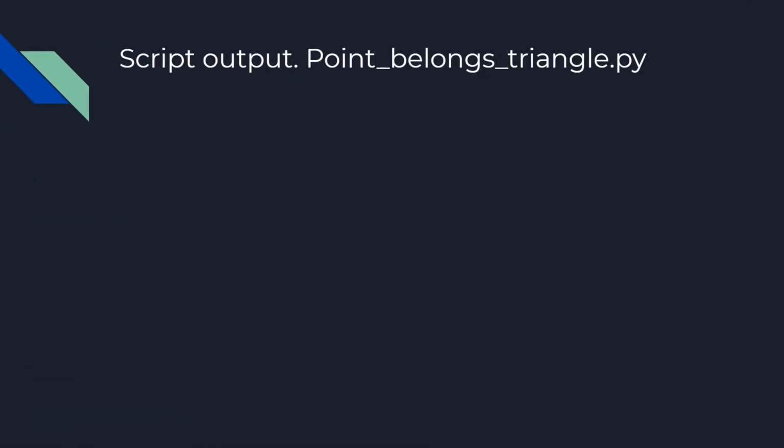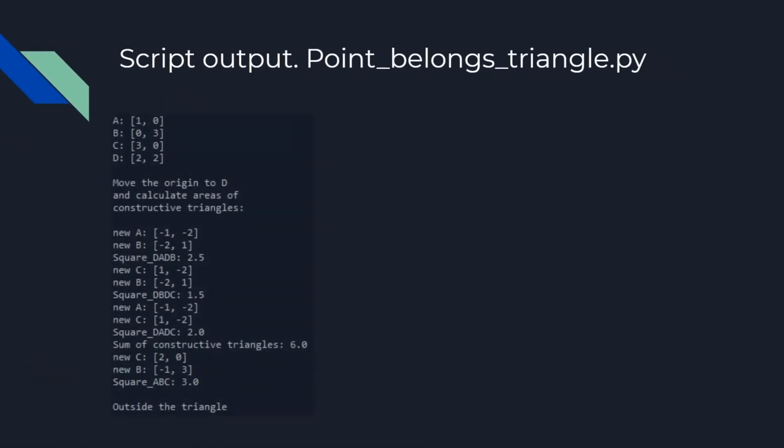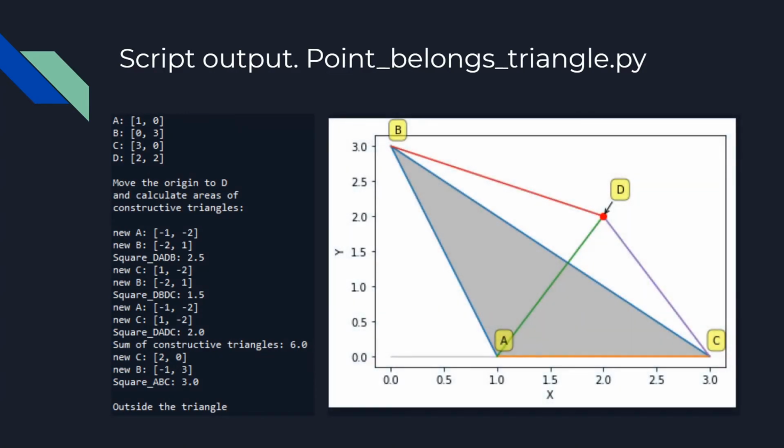Let's change the coordinate of point D a little and see the result. The sum of constructive triangle areas is bigger than the ABC area. The point lies outside of the triangle.